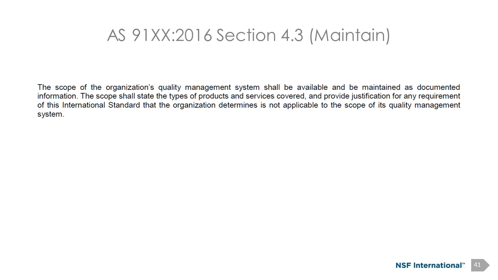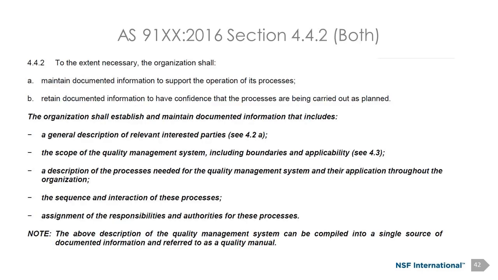Okay, the scope needs to state the types of product and services covered, and justification for any requirements determined as not applicable to the scope of the QMS. So we're describing what we do and what we don't do very clearly as the scope of the QMS.